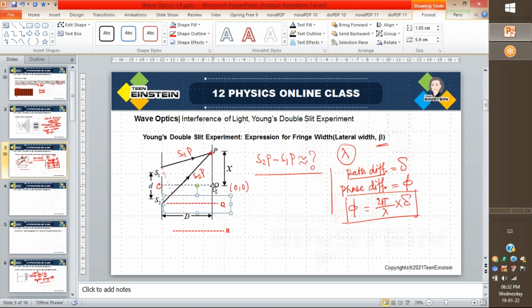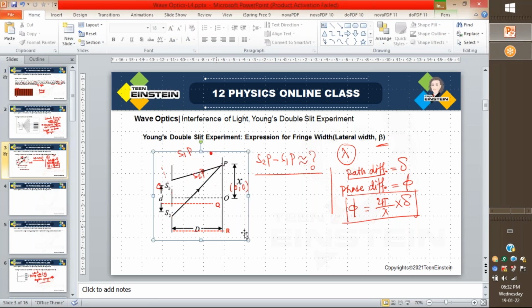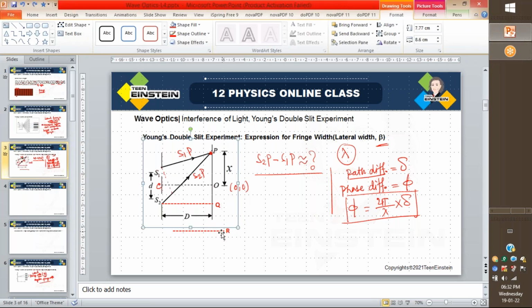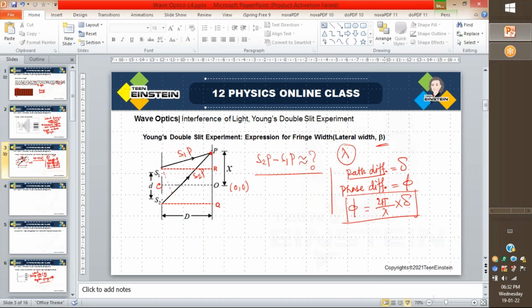So what I'm trying to do is use my geometry knowledge to find out this value. Okay. Just 1 second. All right.